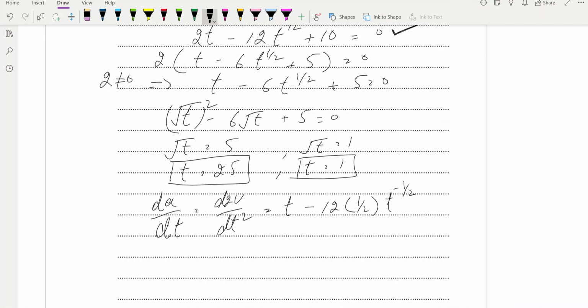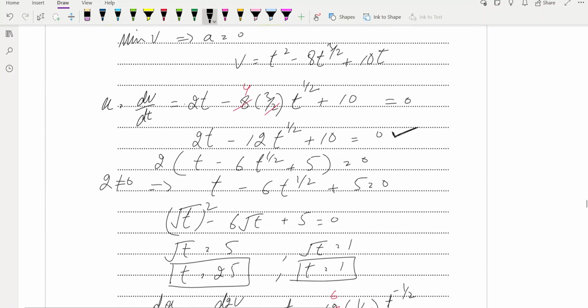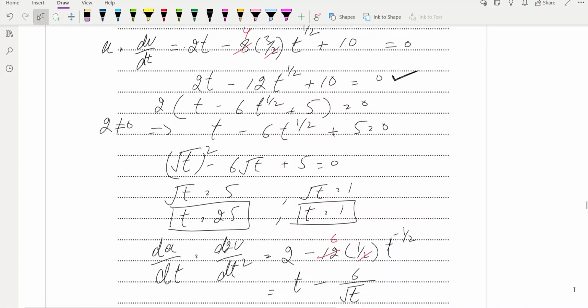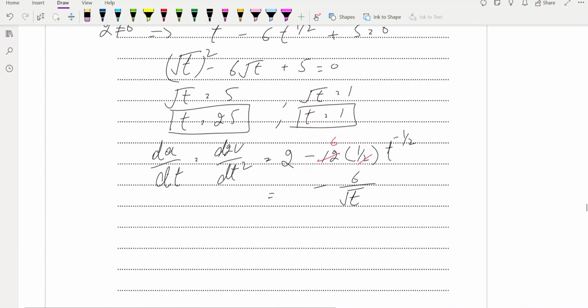So this will be equal to 2 minus, and the 2 will be cancelled with this one as 6, so minus 6 over under root t. This is not t, it should be 2 over here. The derivative of 2t is 2, so our equation will be 2 minus 6 over under root t.